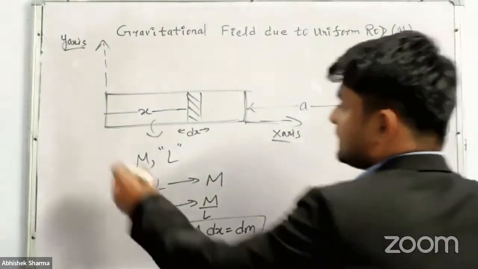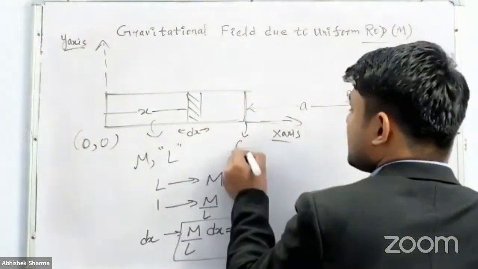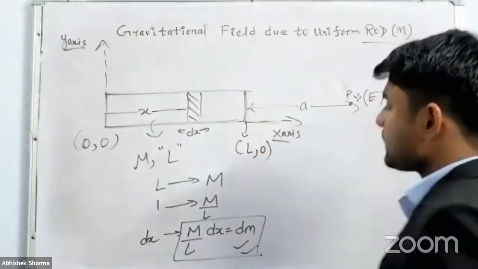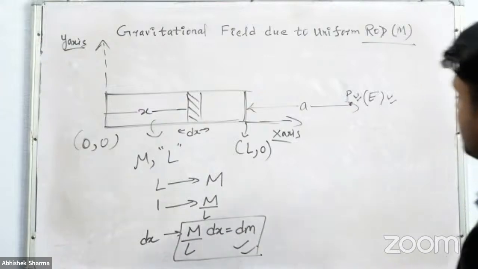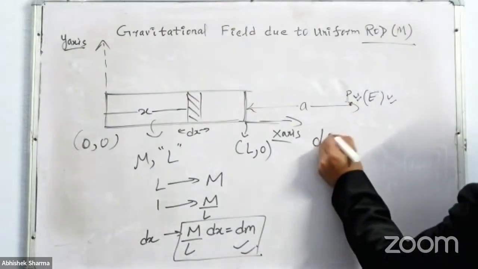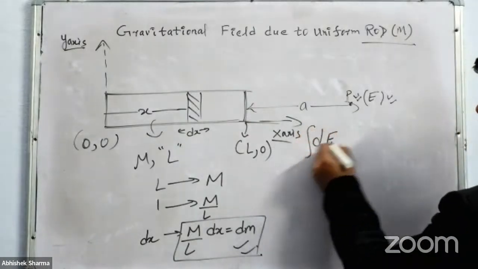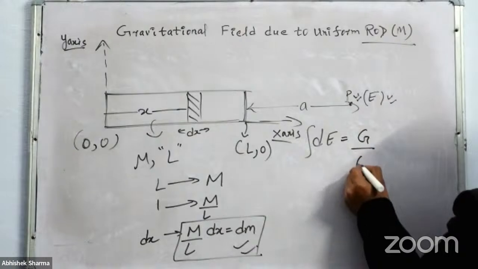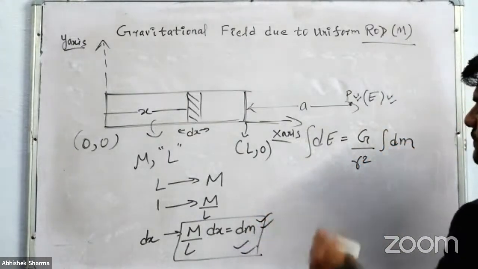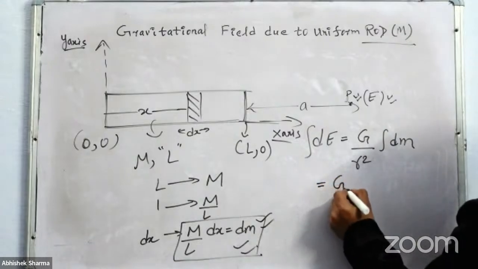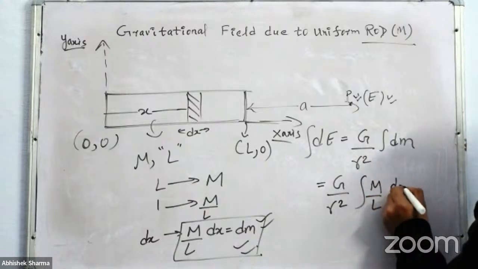Got it? This is the origin, and this edge is having the coordinates L, 0. So now if we see how to find the gravitational field strength, we know this dE, which is basically a small gravitational field strength. Its formula is G upon r square dm. We can insert the dm from this equation. So we'll say G upon r square times M by L dx.